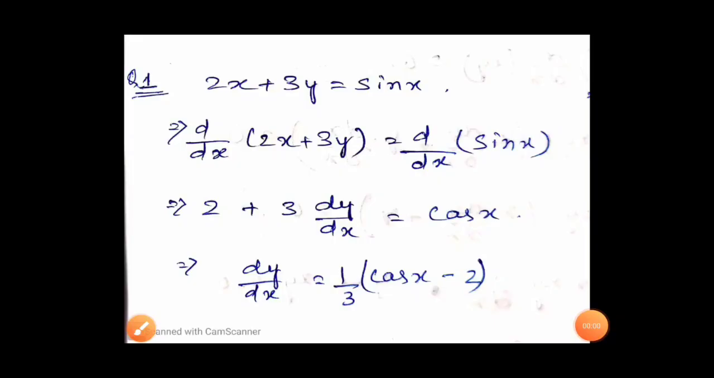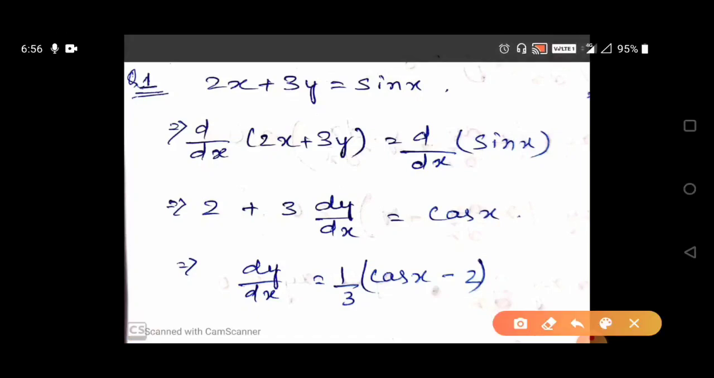Here we are doing the chapter Continuity and Differentiability. Question number 1 of exercise 5.3. Here we have to find dy by dx of this equation. The equation given is 2x plus 3y is equal to sin x. To find dy by dx, we will differentiate both sides with respect to x.